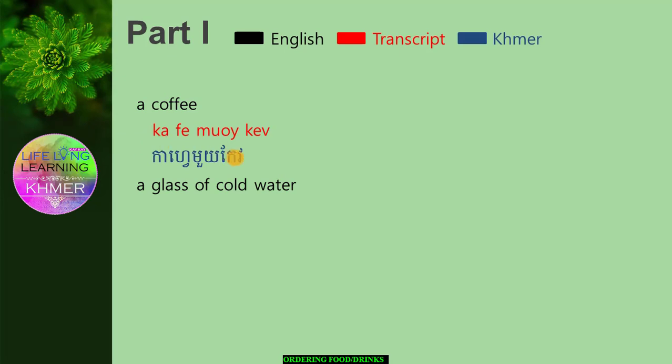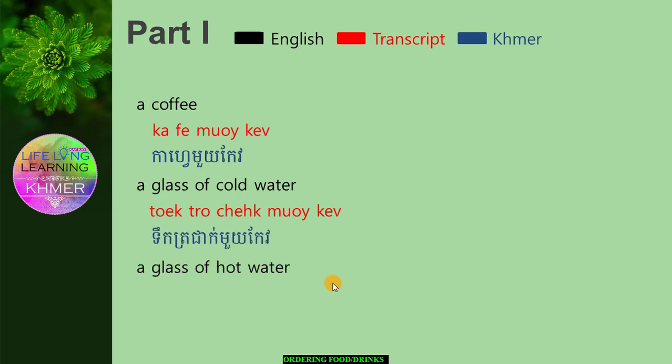The next one, a glass of cold water. Here in Khmer, we say "tuk troi chiak muoi kao." Okay, so this is our Khmer writing.